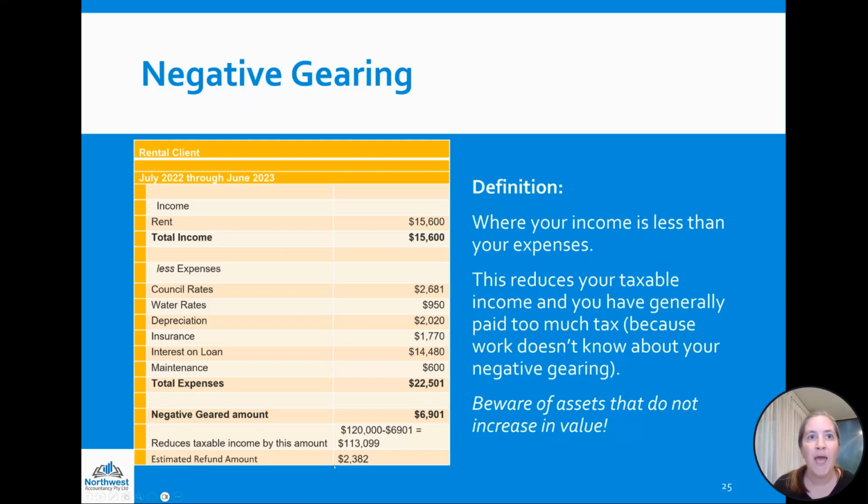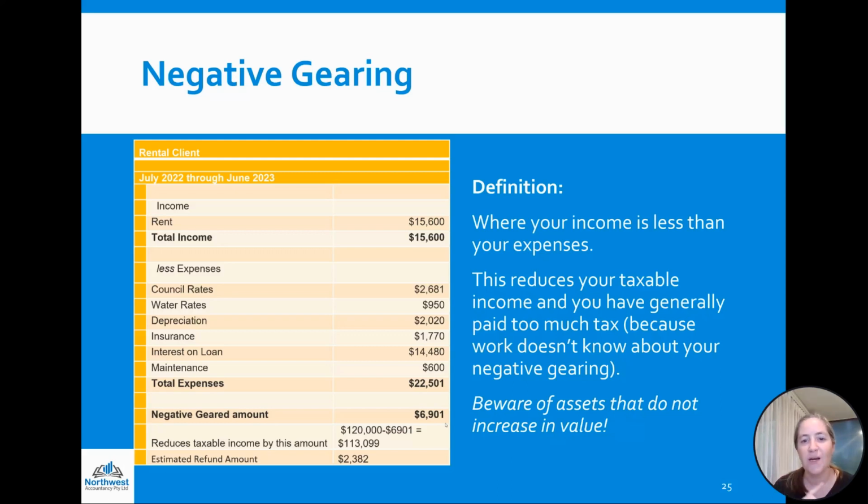So can you compare that $2,382 refund to the amount that you're out of pocket, which is nearly $7,000? So just be wary, because we're in that 37% tax bracket, I think it was, including Medicare. You're only getting 37% of what you spend back as a refund. So my sideways things that I've put in as well. Where your income is less than your expenses, that's what negative gearing is. It reduces your taxable income. You've paid too much tax because work doesn't know about your negative gearing.